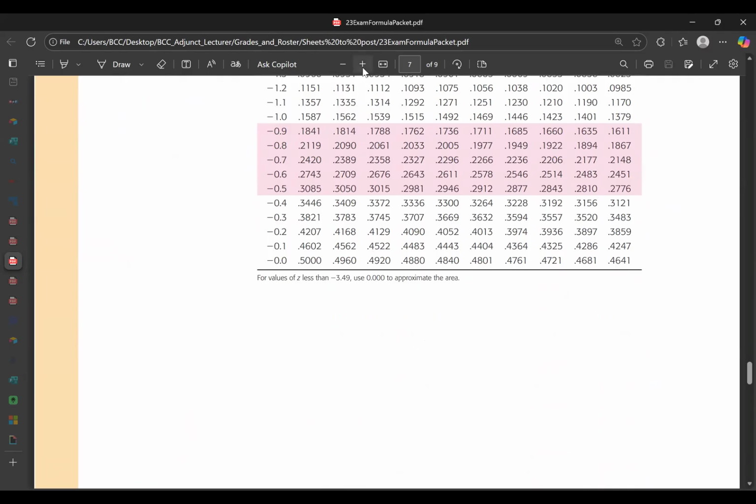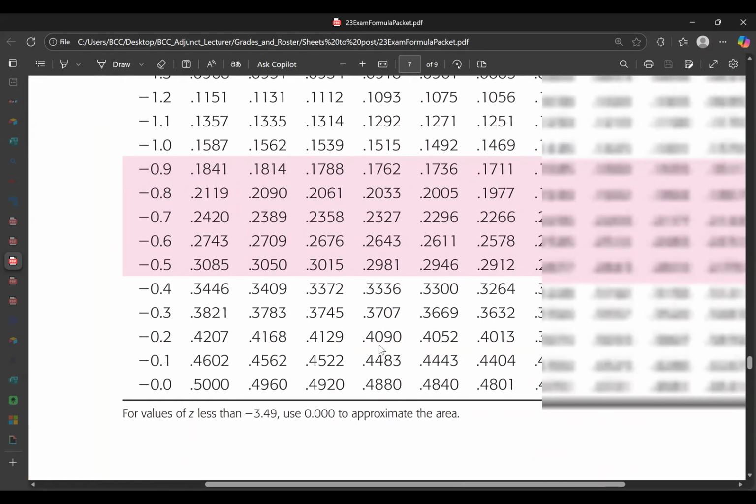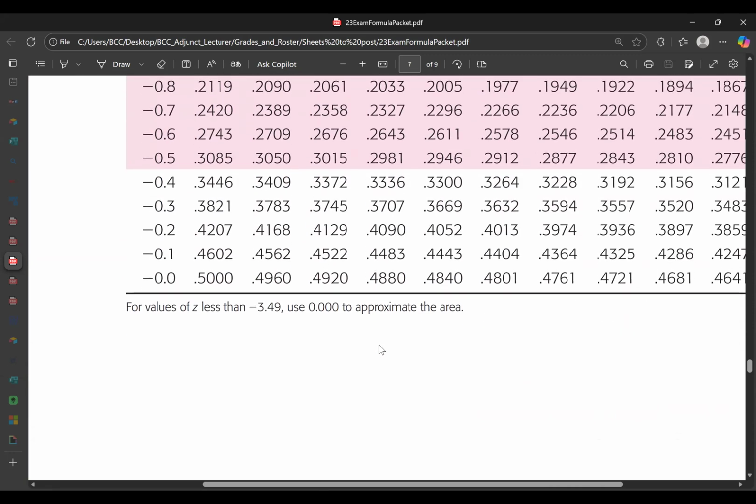Oh, this is what I love about having it on the computer, right? When you wear glasses, you don't gotta squint. You can just zoom it right in, right? So at the bottom in fine print, it says for values of z less than negative 3.49, use 0.00 to approximate the area. Cool, right? So given that, I know all I gotta do is plug in 0 right here, right?